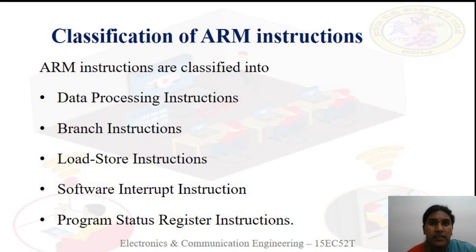memory. In the last class you saw that load and store instructions come in three different types: single data register transfer, that is LDR and STR; multiple data register transfer, that is LDM and STM; and the swap instruction, that is SWP. These instructions are all used to access the data from the memory before manipulation.